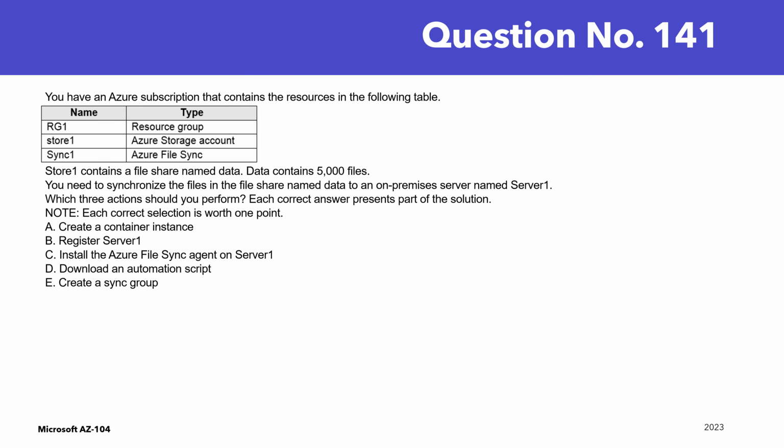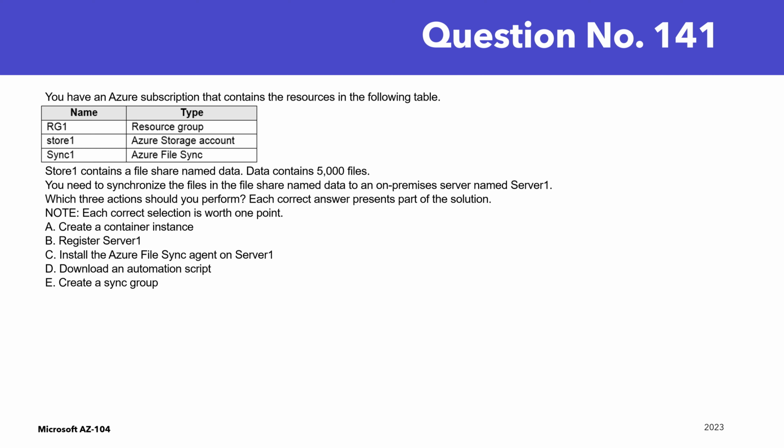You have an Azure subscription that contains the resources in the following table. Store 1 contains a file share named data. Data contains 5,000 files. You need to synchronize the files in the file share named data to an on-premises server named Server 1. Which 3 actions should you perform? Each correct answer presents part of the solution. Note: each correct selection is worth 1 point.